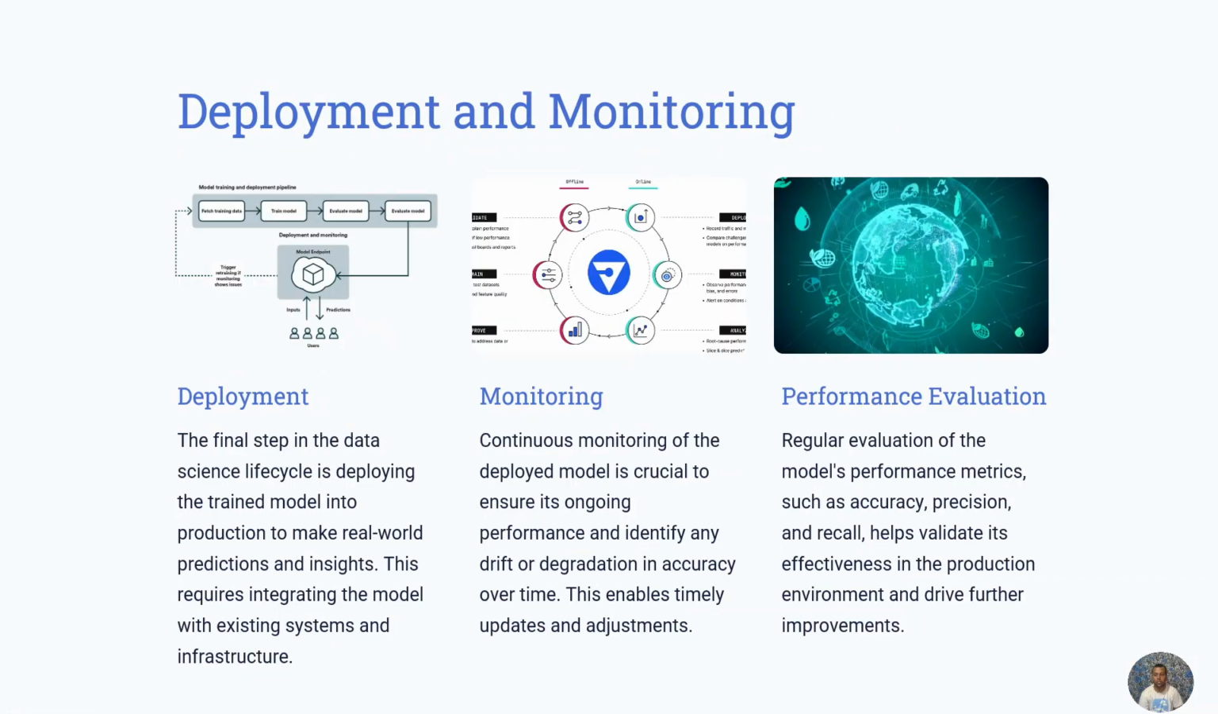Deployment and monitoring. Deployment: the final step in the data science life cycle is deploying the trained model into production to make real-world predictions and insights. This requires integrating the model with existing systems and infrastructure. Monitoring: continuous monitoring of the deployed models is crucial to ensure ongoing performance, identifying any drift and degradation in accuracy over time. This enables timely updates and adjustments. Performance evaluation: regular evaluation of model performance using metrics such as accuracy, precision, and recall helps validate effectiveness in the production environment and drive further improvements.